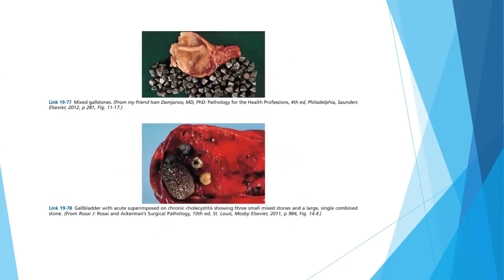Here you can see the mixed stones in picture 1 and gallbladder with acute superimposed on chronic cholecystitis, showing 3 small mixed stones and a large single combined stone.